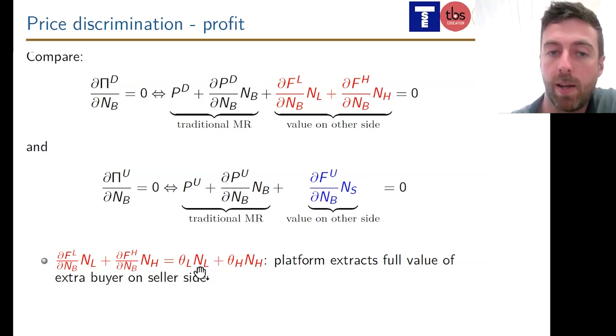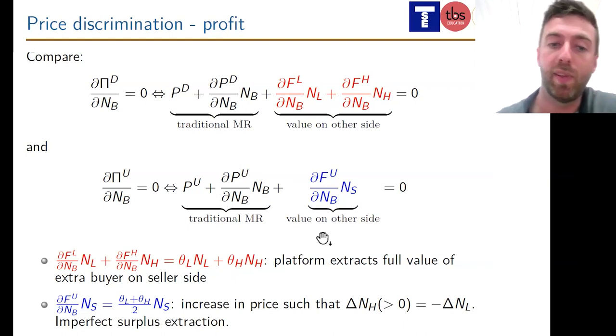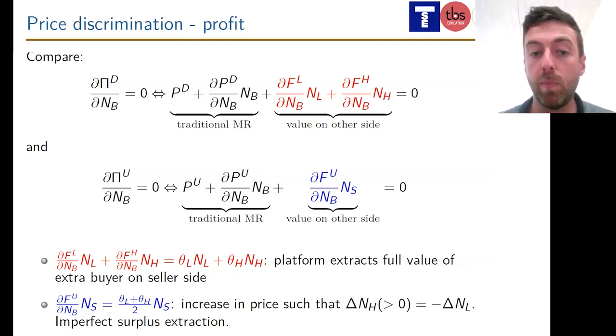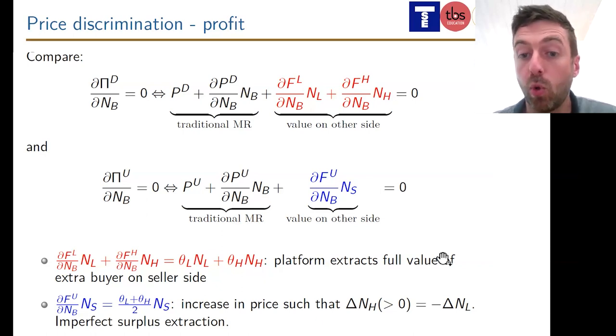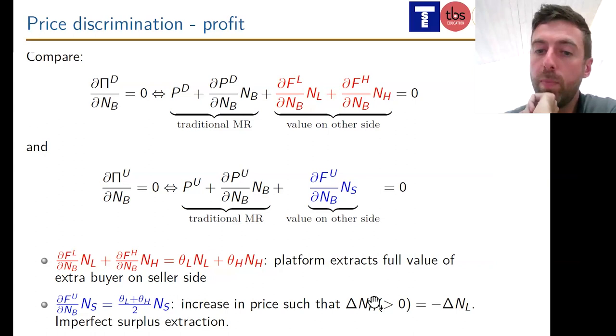So if you attract one extra buyer, you can extract the full value to the low types plus the full value to the high types. Whereas under uniform pricing, basically, if one extra buyer comes on the platform, there's going to be an increase in the price, which is going to be such that the total number of sellers remains the same, but there's going to be more high-type sellers and fewer low-type sellers. And the difference will be, I mean, the sum of the two will be equal to zero, but the surplus extraction is imperfect in that case.